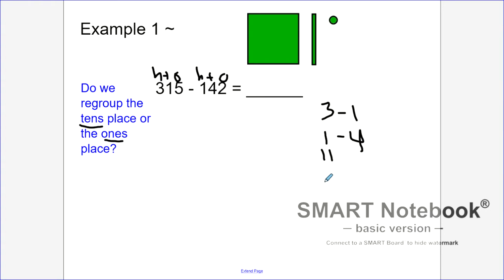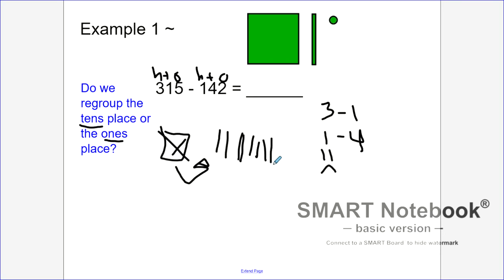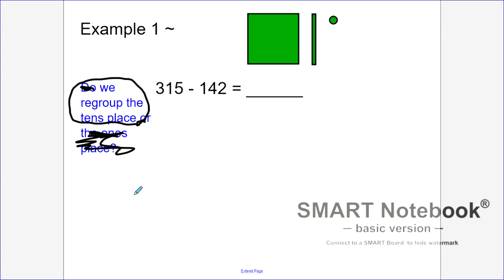4 is bigger than 1. Another way to say that is 1 is smaller than 4. So in order to do that, I would need to borrow or regroup from the hundreds. I would need to change my hundreds into tens. So the correct answer is we regroup in the tens place. Now that we've figured that out, let's go ahead and solve the problem.